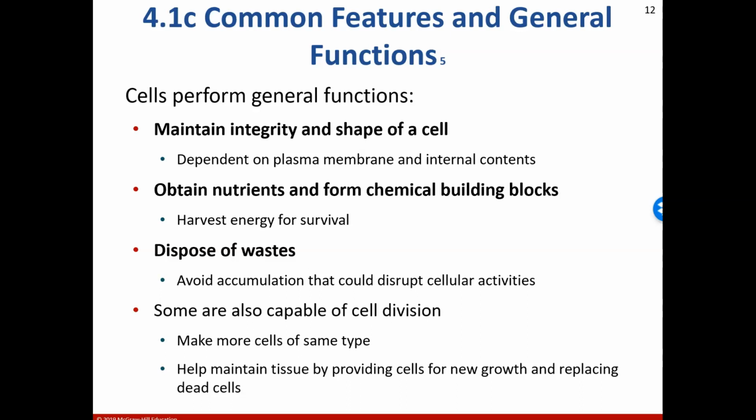We are having chemical reactions taking place in our cell, and we want to avoid accumulation of that waste product. Otherwise, it can disrupt our cellular activities. And some are also capable of cell division. So we're able to make more cells of that same type and allow for new growth and help replace any dead cells or abnormal cells.